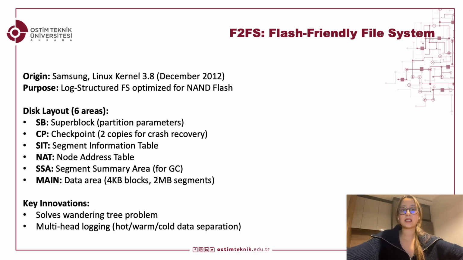F2FS contains 6 areas. Superblock holds partition parameters. Checkpoint stores file system state in 2 copies, critical for crash recovery. SIT and NAT hold segment and node address information. SSA contains owner information for garbage collection. The main area organizes actual data in 4 kilobyte blocks within 2 megabyte segments.